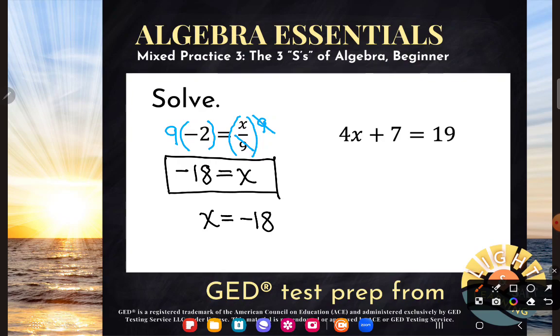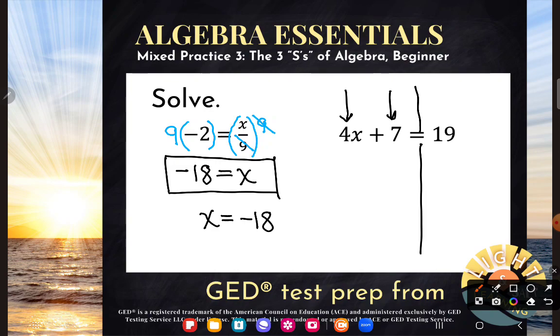Now let's look at the next example. 4x plus 7 equals 19. Now, again, we have an equation, see that equal sign, which means we have two expressions equal to each other, which means we have the power to solve, figure out what x is equal to. But this time I have a couple of numbers to get rid of, that 4 and that 7.